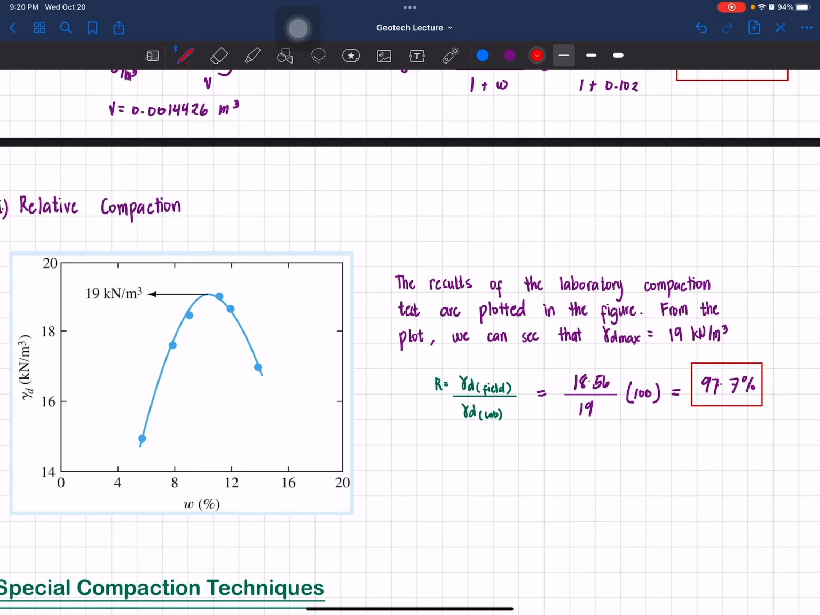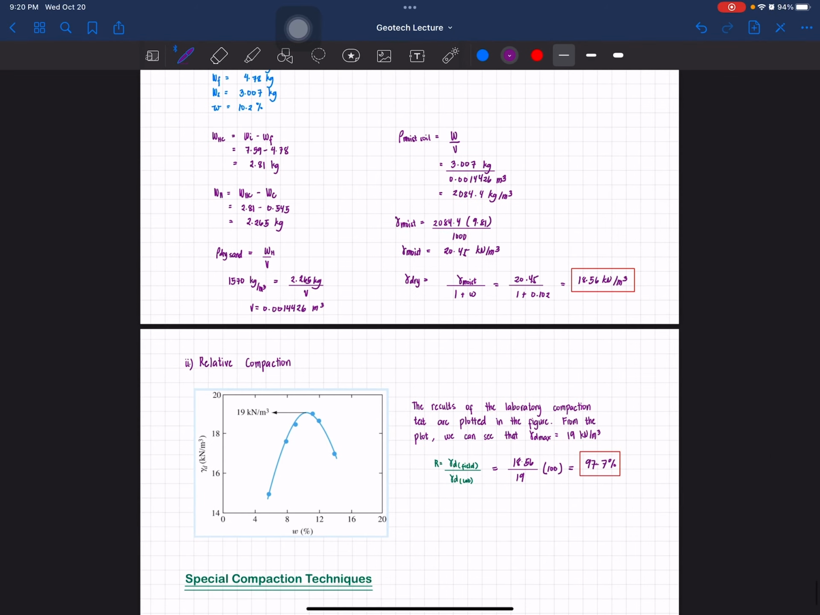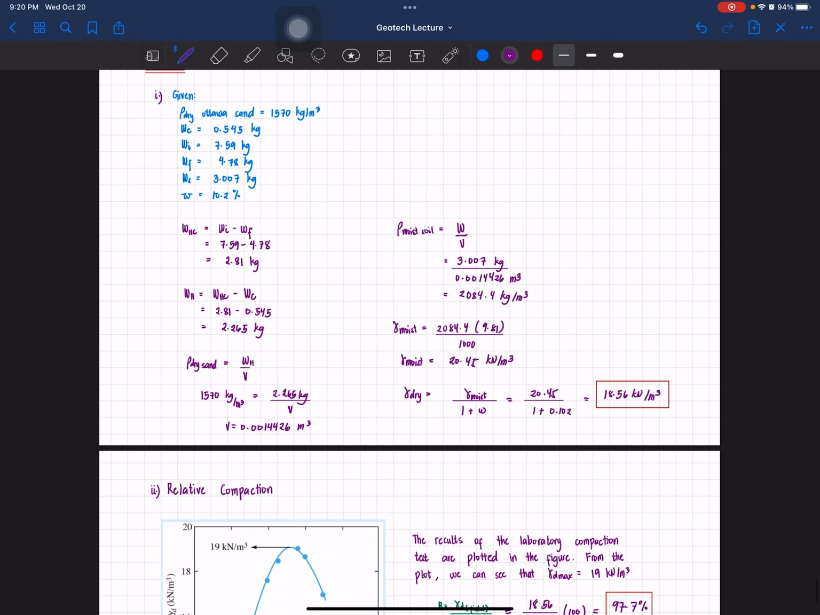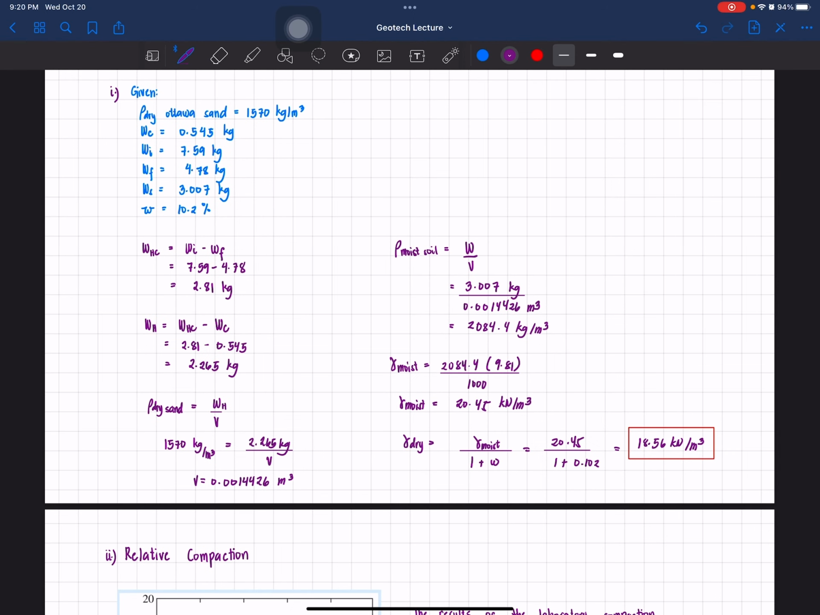It's just the ratio of the gamma in the field and the gamma in the lab. So that is your relative compaction as well as your field density. Okay? So, our field unit weight. Okay? That is how you're going to do it. Ayan. So, medyo siguro confusing lang yung part, pero kailangan nyo lang i-label yung inyong mga data ng mabuti, just like what I did. Ayan.